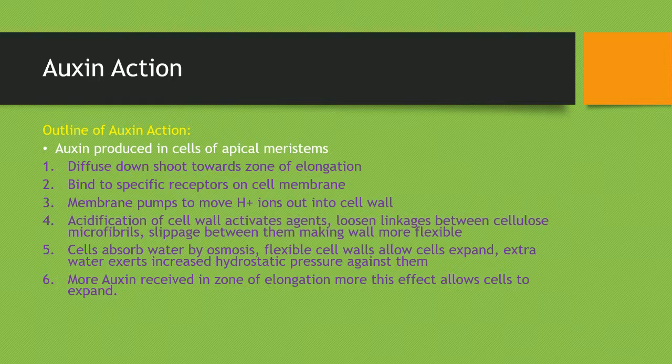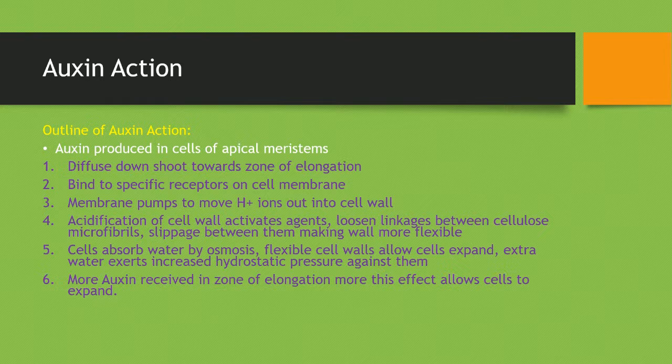So, auxin is produced in the cells of the apical meristems at the tip. It will firstly diffuse down the shoot towards the zone of elongation, where then everything occurs. It will bind to specific receptors on the cell membrane, and the membrane will pump hydrogen ions out into the cell wall. Then acidification of the cell wall will activate agents which loosen the linkages between the cellulose microfibrils, and the slippage between them makes the wall more flexible.